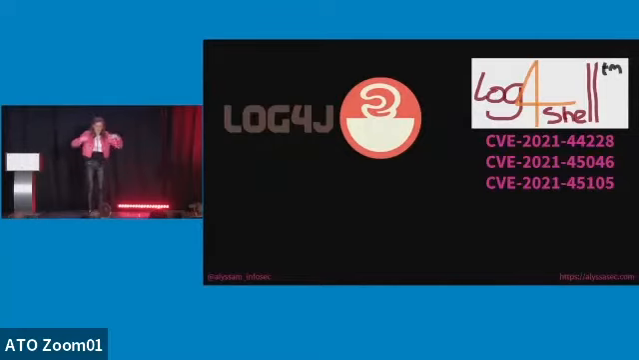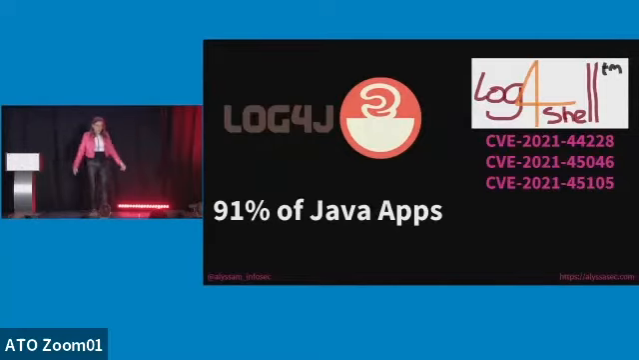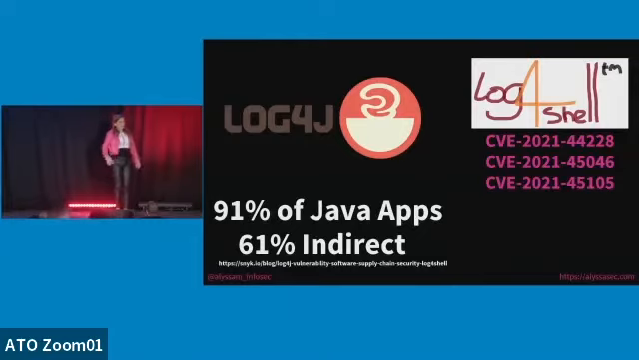We get into this mode, we start panicking, we keep going, and then, you know what? We find out 91% of Java apps have this thing. Holy crap. 61% of those, and this is the kicker, 61% of those were in indirect dependencies. So it wasn't something where I could just go look at my manifest and say, oh yes, I have Log4j in there, I should probably look and see if it's vulnerable. Nope, it's not the vulnerable version, I'm good.